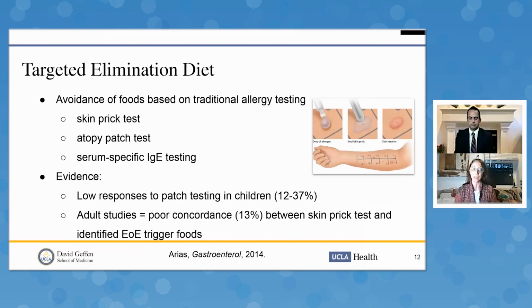We just said that this is not an IgE-mediated food allergen, what we're seeing with EoE triggers. So when we look at children, it's a pretty low response rate between patch testing in kids and when we actually figure out what their EoE triggers are. And the same is true in adults, that only about 13% concordance between what we see on skin prick testing and actually identified EoE triggers when they go through a full empiric elimination diet.